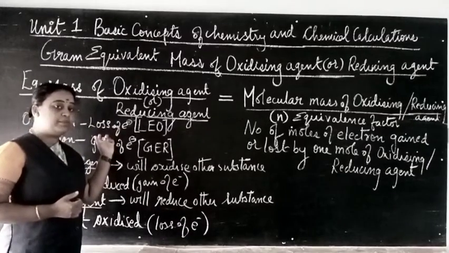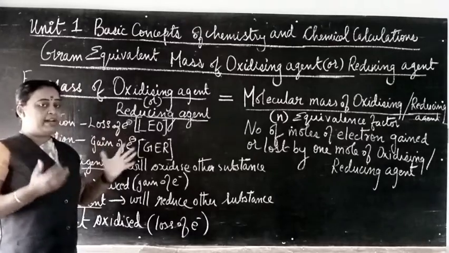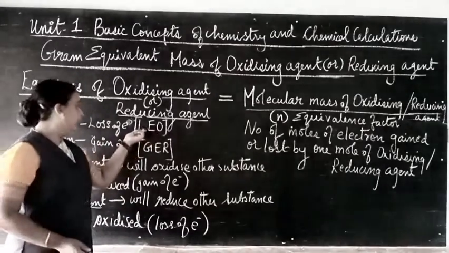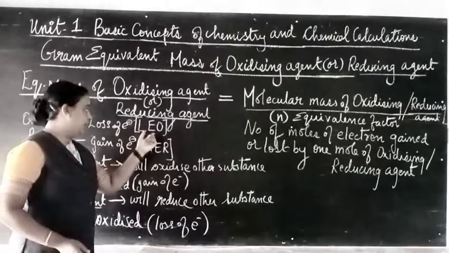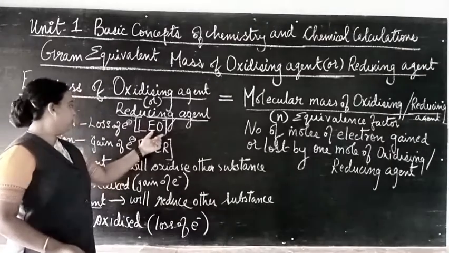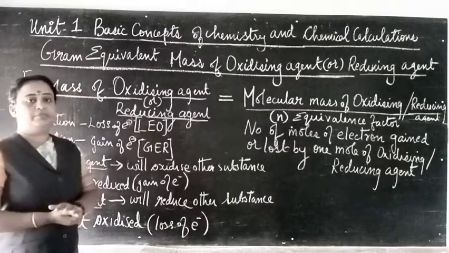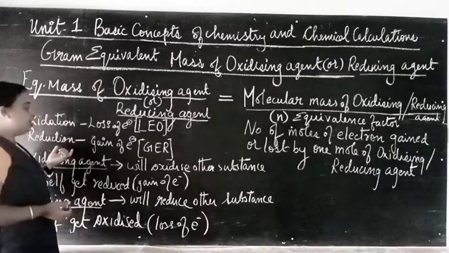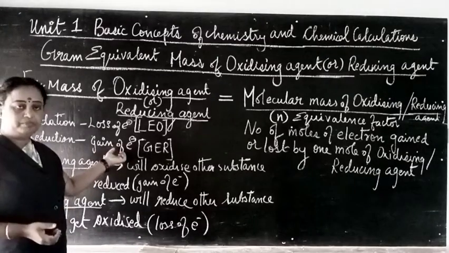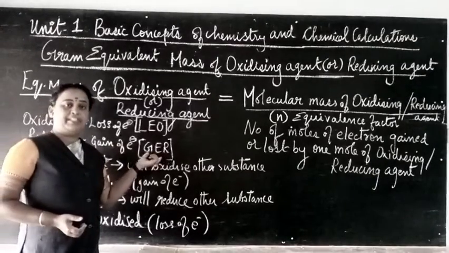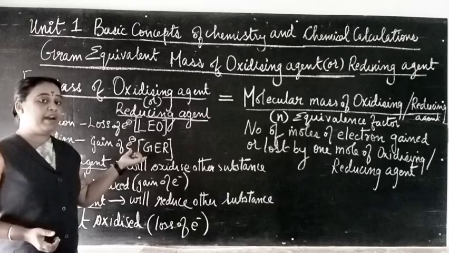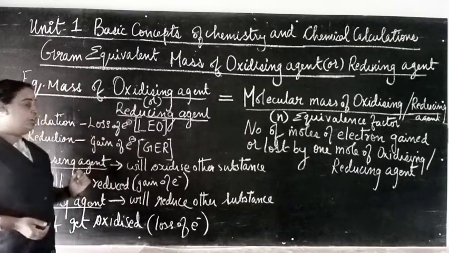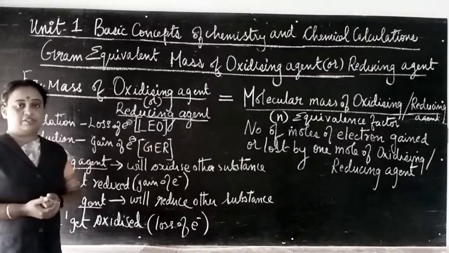To memorize it in a short form, we take it as LEO. L is loss, E is electron, O is oxidation: loss of electron. Next one, reduction is gain of electron, which we represent as GER. This is for memorizing. So oxidation is loss of electron and reduction is gain of electrons.